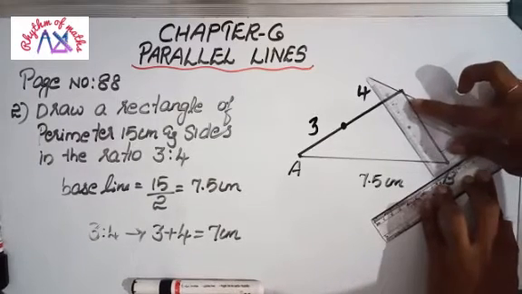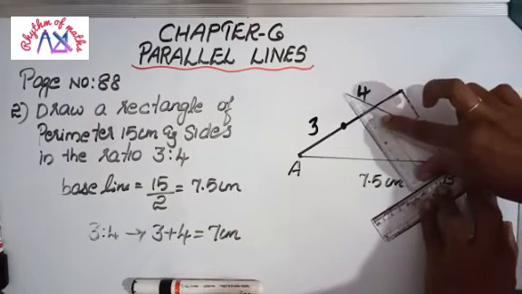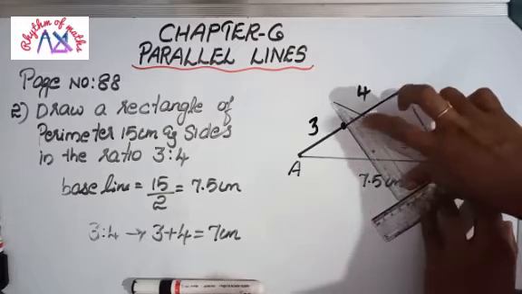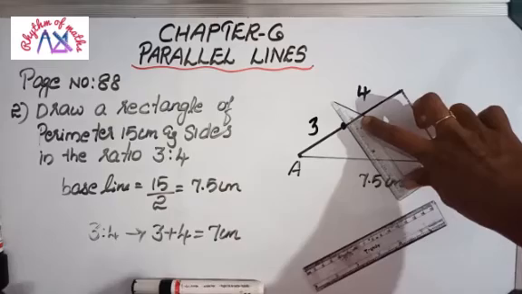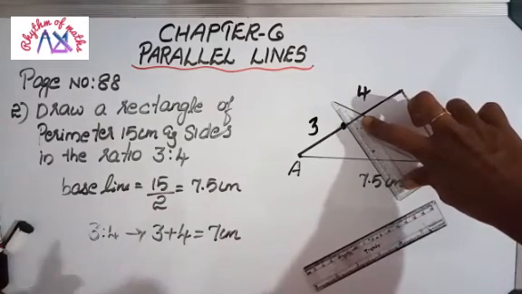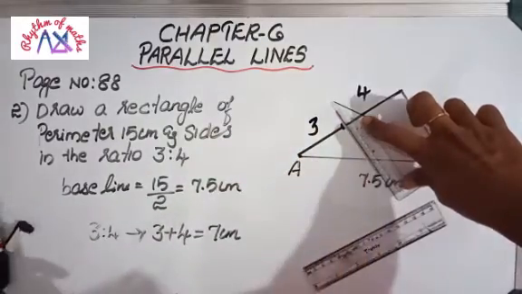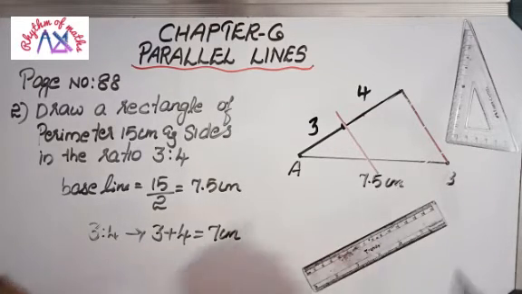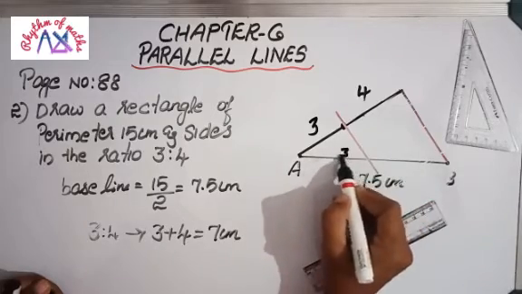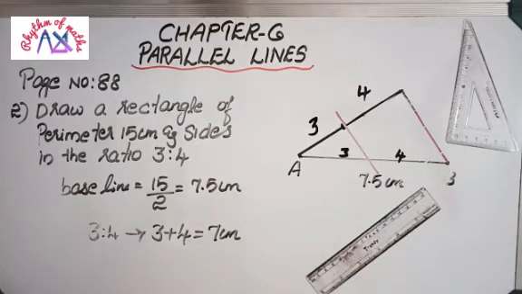Then move the set square along with the scale up to this 3 centimeter point. Then remove the scale, take the pencil, and draw a line like this. Then you can see that the 7.5 centimeter line is divided into 2 parts. These 2 parts will be in the ratio 3:4 because here it is 3:4, and this ratio is also 3:4.